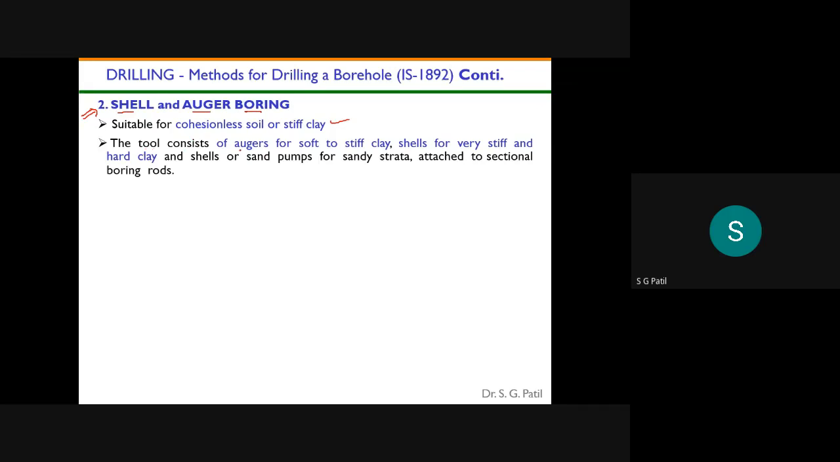The tool consists of an auger for soft and stiff clay. If you have this kind of soil, like soft or stiff clay, then we will use the augers. If you have very stiff clay or hard clay, then we will use the shell system.